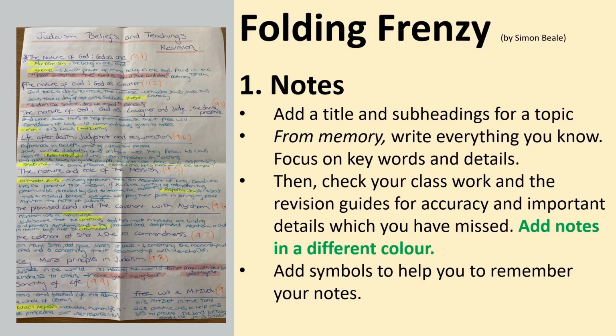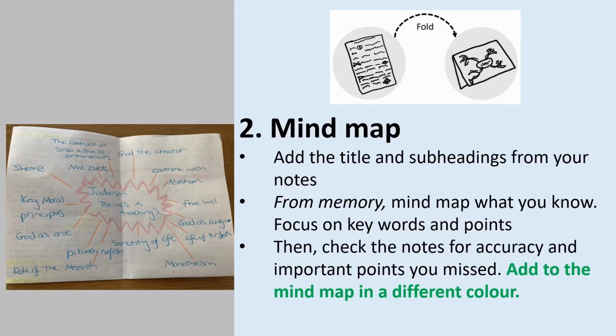What they should then do is get their revision, so whether that be their class book, the revision guide, BBC Bitesize, whichever resource they are using, and they should then add anything in a different colour which they didn't manage to recall from memory only. And what students should be used to is underlining or highlighting sources of wisdom and keywords so that they stand out.